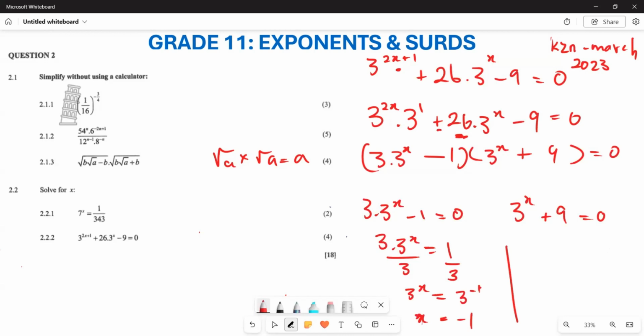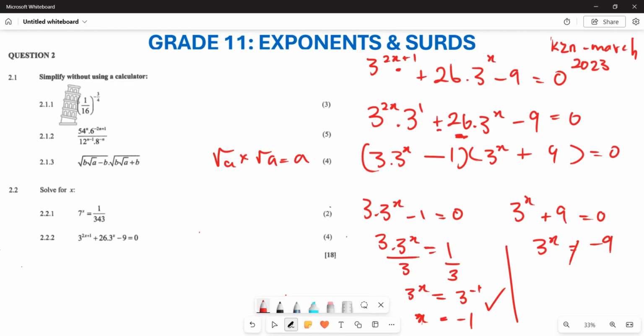Or now if you come back here, what is it that you're going to have? When you say 3 to the power of x equals negative 9, can you see that there is no way that you can say this is the same as 3 to the power of negative 2, right? So here, this is going to be undefined. Okay, so the applicable solution is when x equals negative 1.